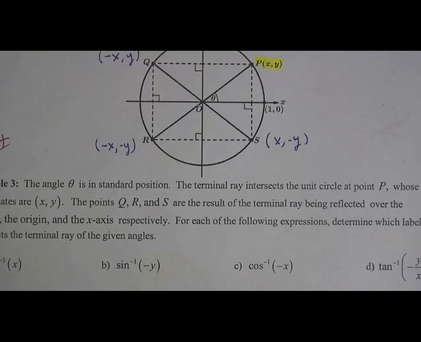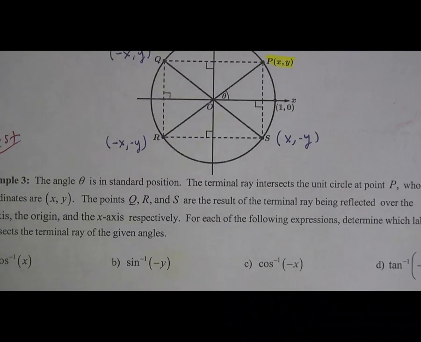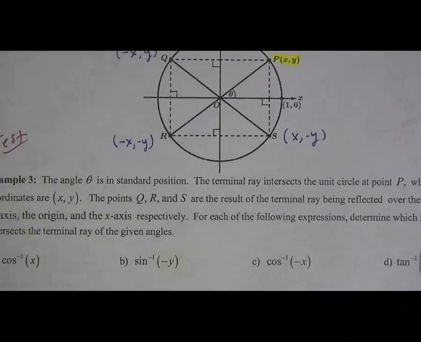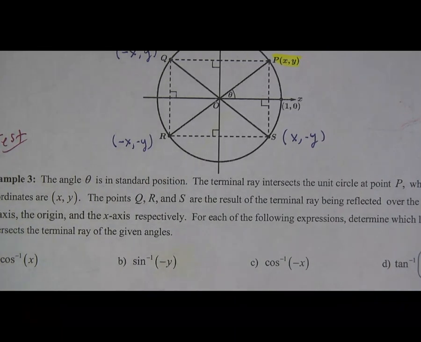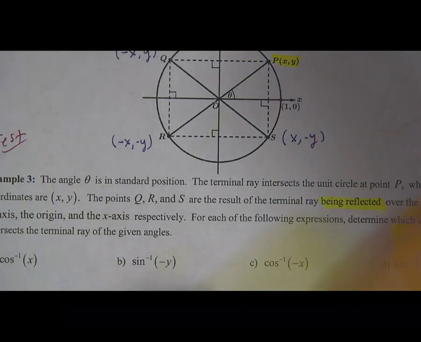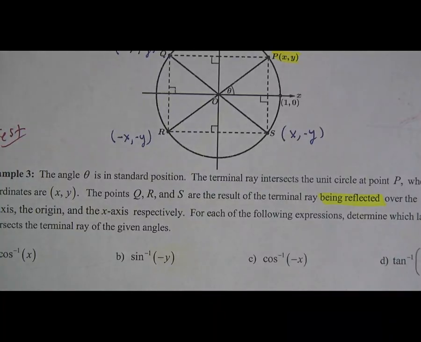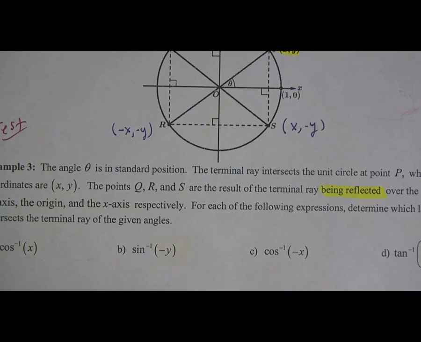Let's read. The angle theta is in standard position. You can see that in the picture. The terminal ray intersects a unit circle at point P, whose coordinates are x, y. That's all in the picture. Points Q, R, and S are the result of the terminal ray being reflected over the y-axis, the origin, the x-axis, respectively. For each of the following expressions, determine which label point intersects the terminal ray. So our answers are going to be either point P, point Q, point R, point S.